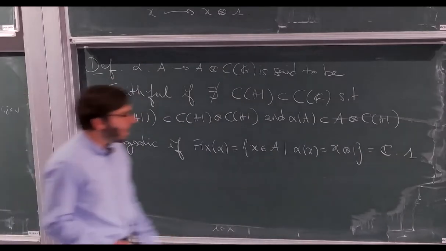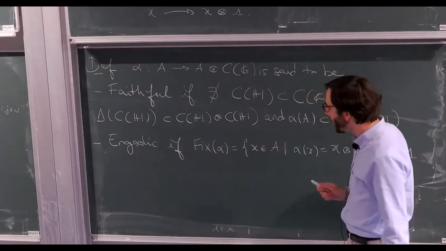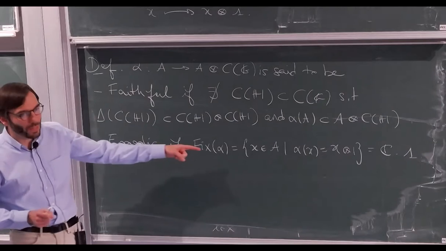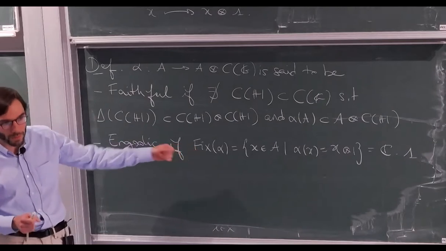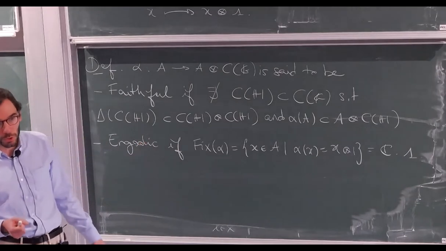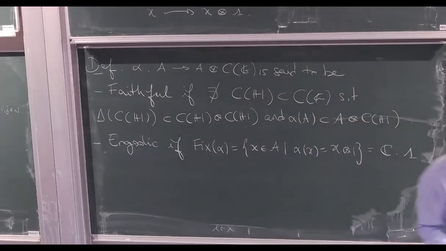Why do you call this ergodic as opposed to like minimal or free? Yeah, thanks for asking the question. It's ergodic because this is equivalent to saying that there is a unique invariant state on A. And hence, classically, this means there's a unique ergodic measure for the action. So that really has to do with ergodicity, in a sense.